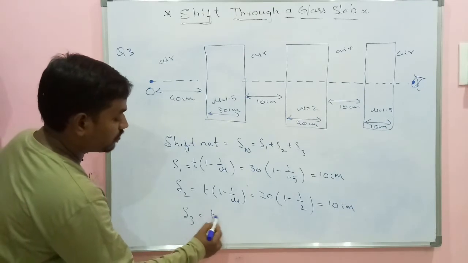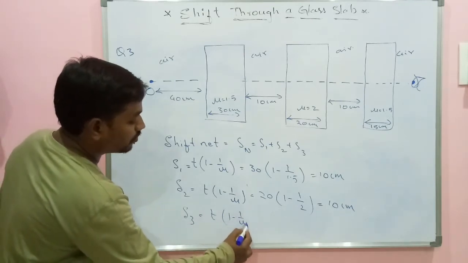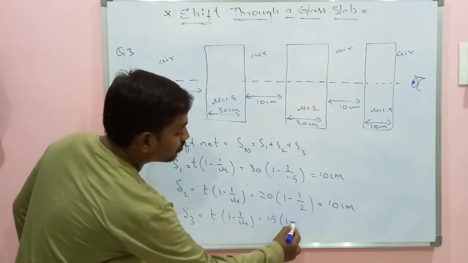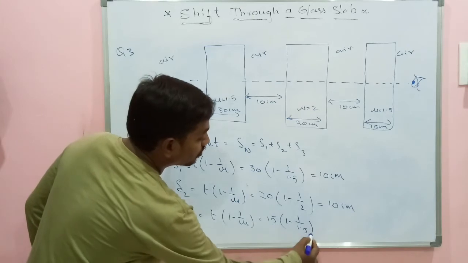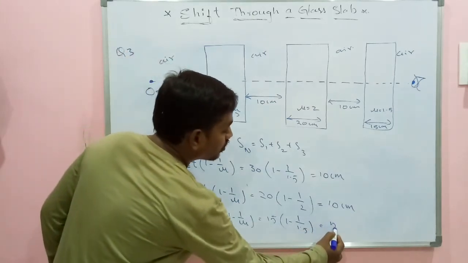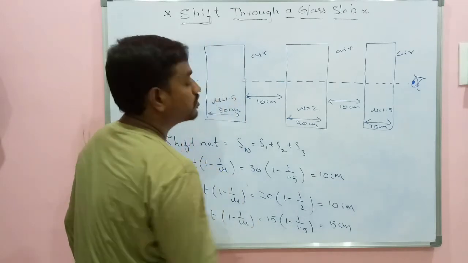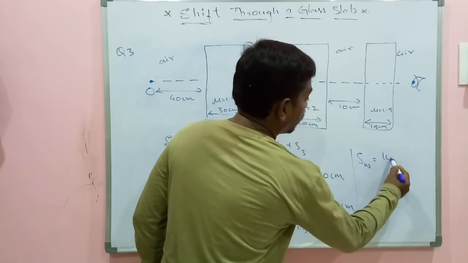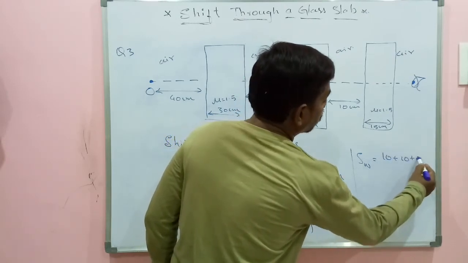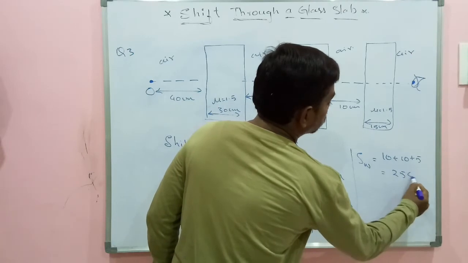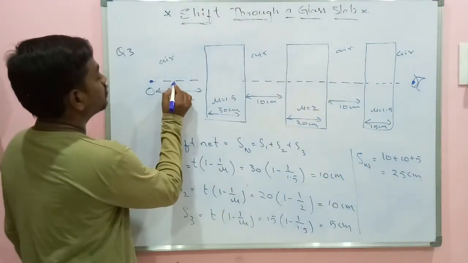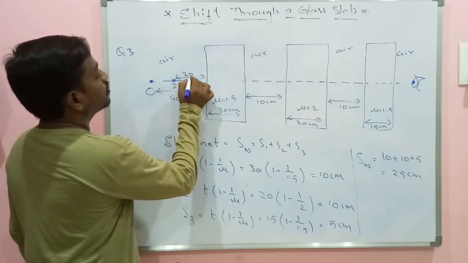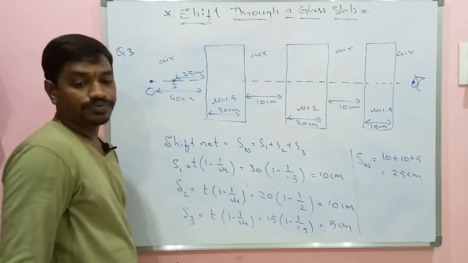Again same formula, T of 1 minus 1 by mu. T is how much here? 15 of 1 minus 1 by 1.5. So simplifying, you will be getting 5 centimeters. All are positive values. So net shift SN will be equal to 10 plus 10 plus 5, 25 centimeters. So it will be somewhere around here, the final position, which is 25 centimeters from the first block.